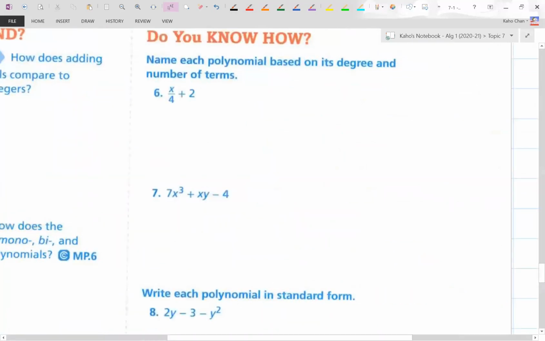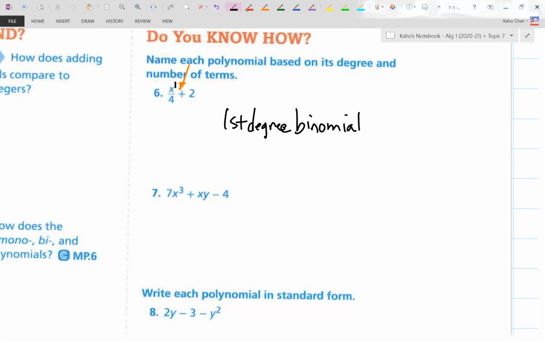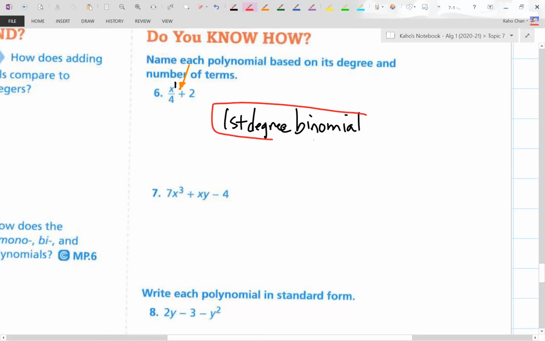Number 6. Do you know how? Name each polynomial based on its degree and number of terms. Now, the number of terms here for number 6 looks like a binomial. What kind of a binomial? Binomial means 2. And in terms of degrees, I see there's an x to the first power. So this is a first degree binomial. That's all it is. That's it. First degree binomial.